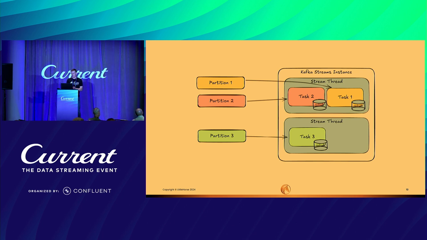And a unit of work is a task, which basically corresponds to an input partition. If your processor is subscribed to multiple topics, then one task will have multiple input partitions. But in this case, and in LittleHorse's case as well, there's a one-to-one relationship between partitions, tasks, and also RocksDB stores.